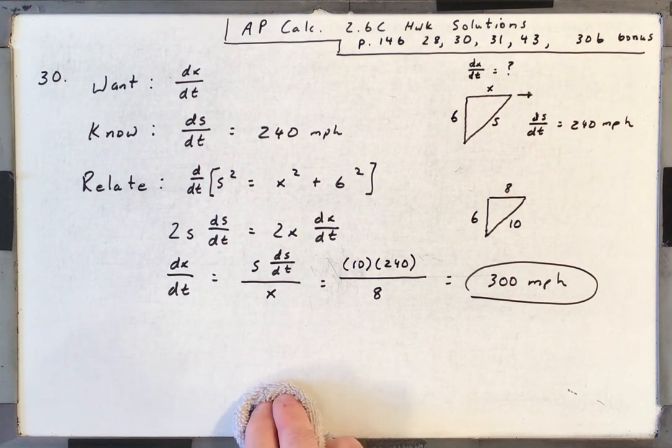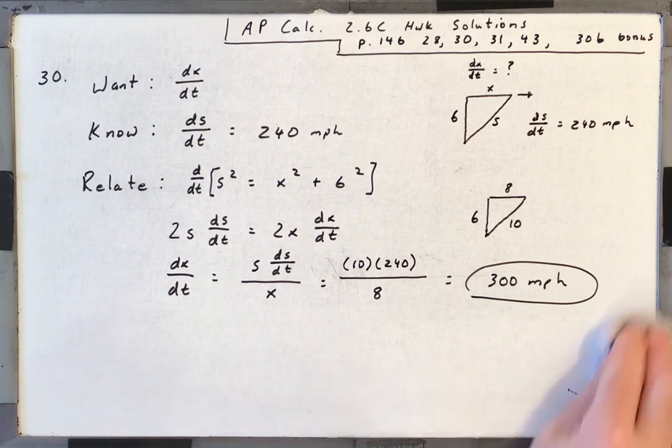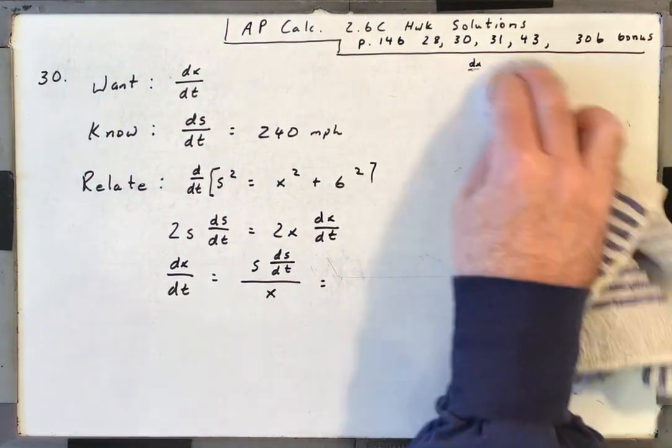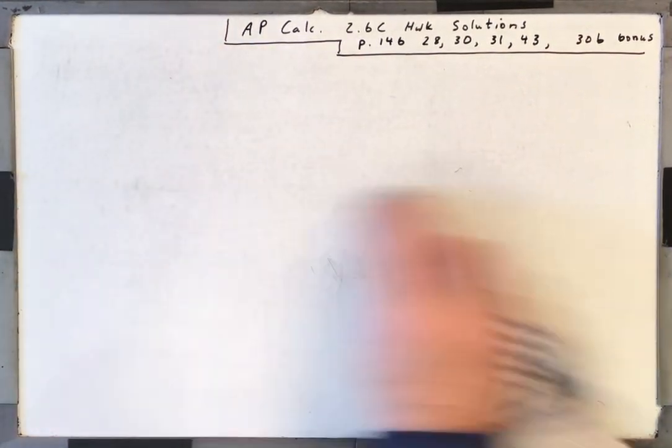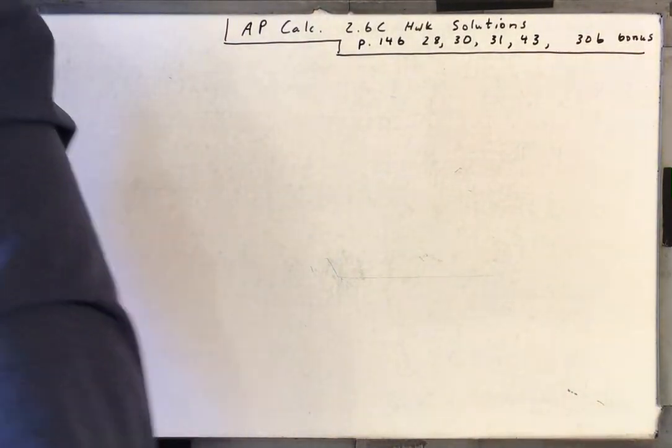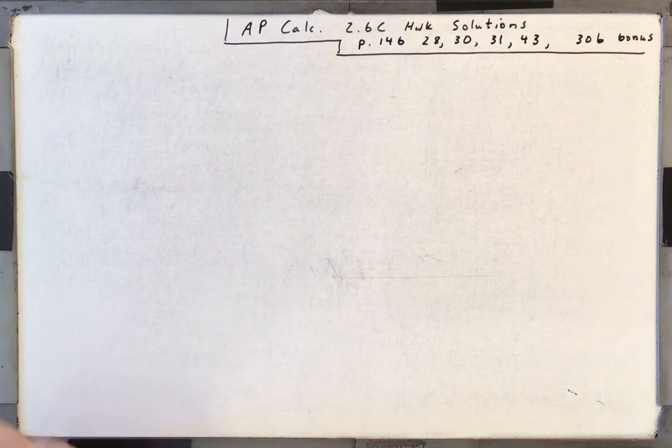All right, so let's move on to number 31. It's a baseball problem, which is another Pythagorean theorem. So you're getting a lot of Pythagorean theorem practice.